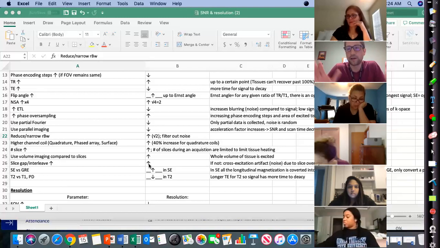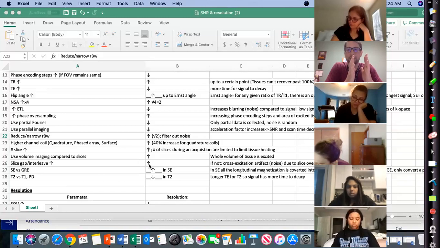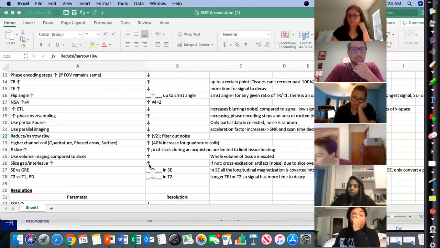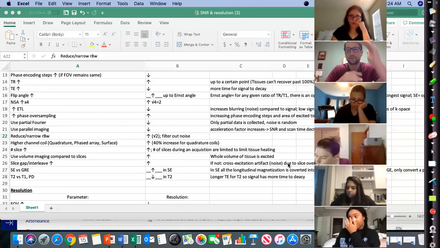Just like with narrowing your receiver bandwidth, we compensated for eliminating that noise. So the slices no longer overlap. And remember, the slice profile is more of a bell-shaped curve compared to a perfect rectangle, so they start to bleed into each other.